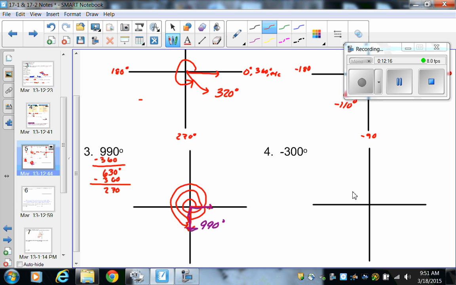So for negative 300, you would start on the x-axis, but now we're going to go down. That would be 90, 180, 270, and a little more. Put my arrow and label it as negative 300 degrees.